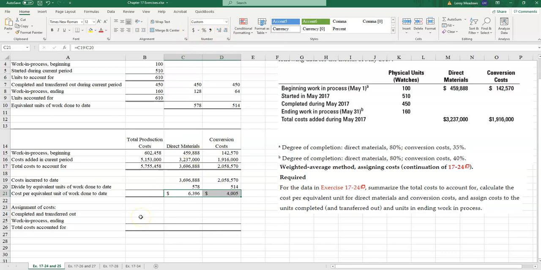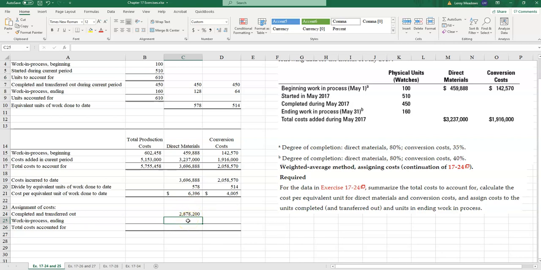Now, what are we going to do here? Well, for completed and transferred out, for direct materials, I'm going to take my cost per equivalent unit and multiply that by the number of equivalent units transferred out, which was 450. And when I do that, I get a value of direct materials transferred out of $2,878,200.